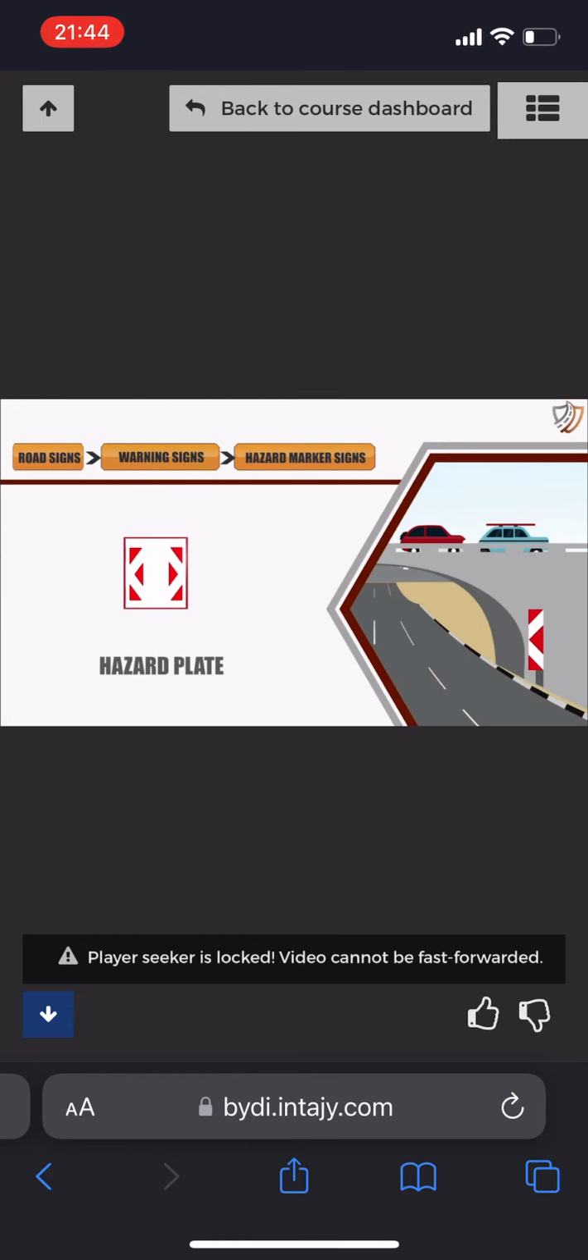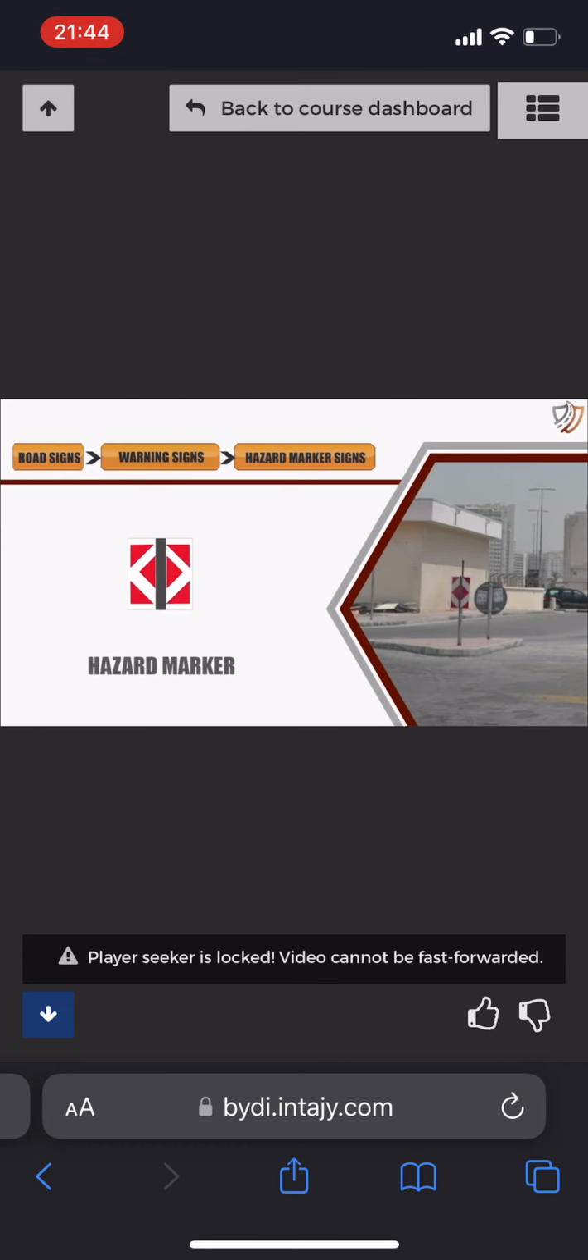Hazard plate. These hazard plate signs are used to identify the bridge structures and guardrails. These signs can be found on major roads to alert the motorists to position their vehicle appropriately on the road. Hazard marker. This sign is used to divert the traffic to pass either side of a traffic island. Hazard marker signs can be found at junctions, traffic signals, service roads, and beginning of the slip lanes.